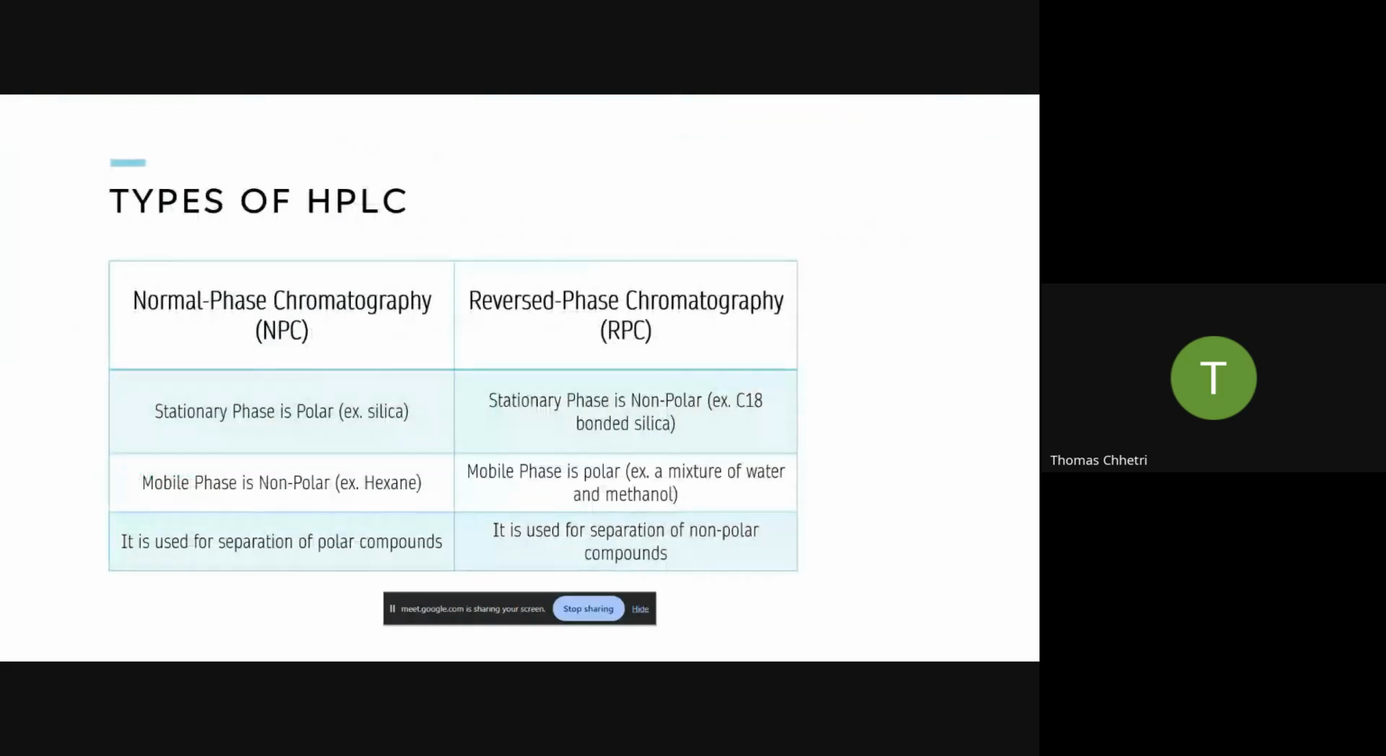This is a table representing the two types of chromatography techniques. As I said, the stationary phase in normal phase chromatography is polar. The example is silica, and the mobile phase is non-polar. So the example is hexane. The normal phase chromatography is used for separation of polar compounds. And in case of reverse phase chromatography, the stationary phase is non-polar. Example is C18 bonded silica. The mobile phase is polar, and the example is a mixture of water and methanol. It is used for separation of non-polar compounds.